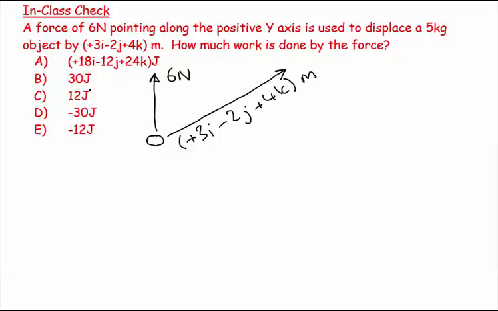Okay, so I need to find my answer, and I know that the work done by a force is equal to that force's magnitude times that displacement's magnitude times the cosine of the angle between them. But I don't know these magnitudes. I know one magnitude, but I don't know the angle, and I don't know the displacement. Another possibility is the dot product, where work done is equal to the vector force dotted with the vector displacement. The problem I have with that is that I have one vector, but I don't have the other vector.